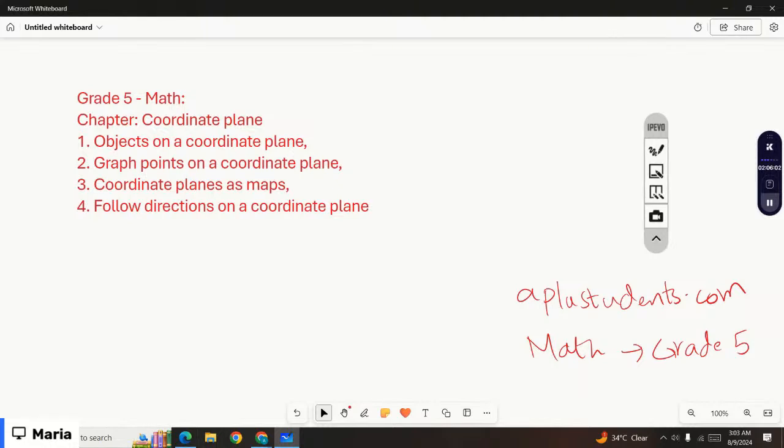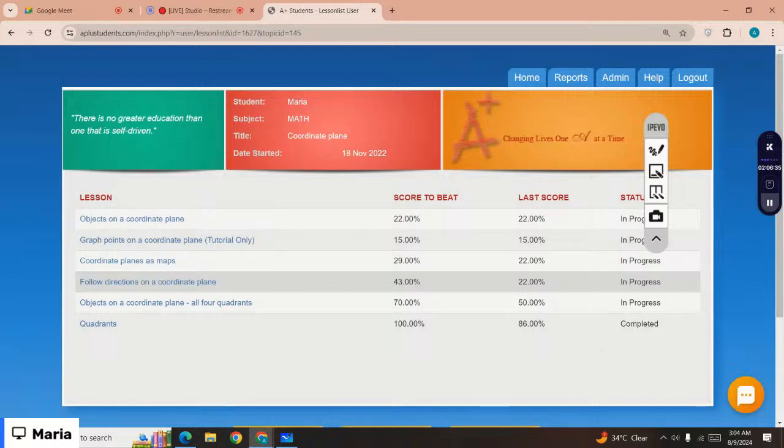And the lessons we're going to cover today are objects on a coordinate plane, graph points on a coordinate plane, coordinate planes as a map, and follow directions on a coordinate plane. So please make sure you have your notebook and pencil so that you can note down the important examples and definitions as well. First lesson, that is objects on a coordinate plane.